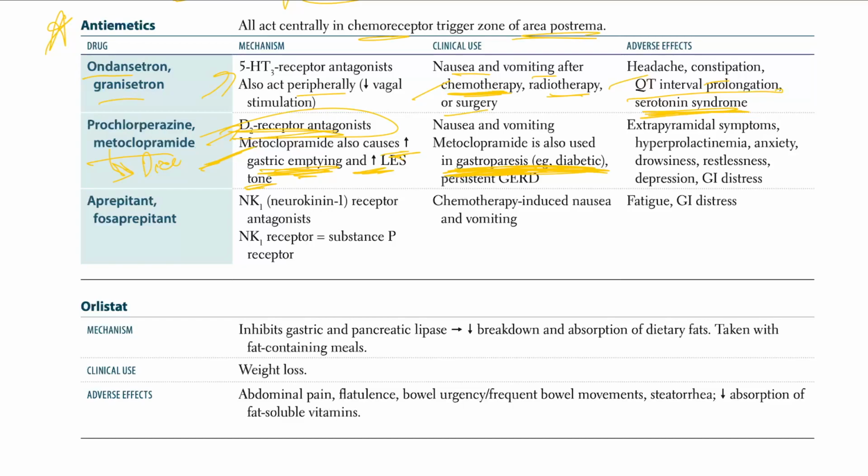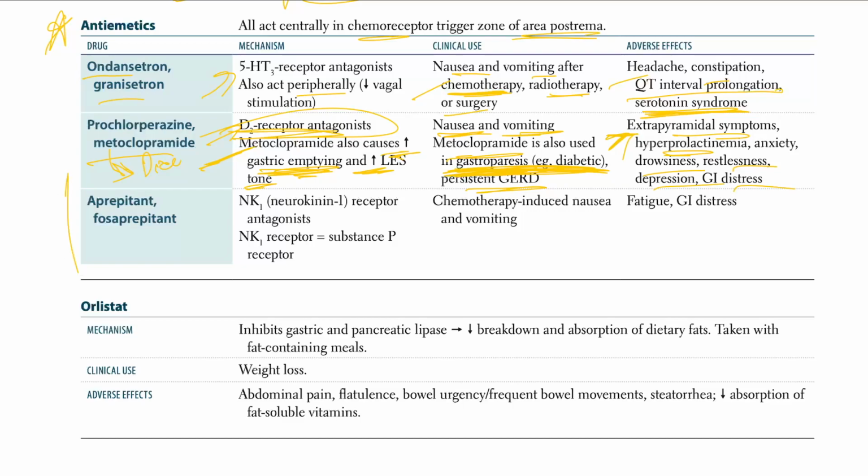Adverse effect, clinical use, nausea. Clinical uses, you can give it in vomiting. Metoclopramide is also used in gastroparesis and persistent GERD. The adverse effect is a really important one, which is why you don't give this drug in some cases: extrapyramidal side symptoms, and it also causes hyperprolactinemia by inhibiting the D2 receptor. Also anxiety, drowsiness, restlessness, depression, and GI distress.